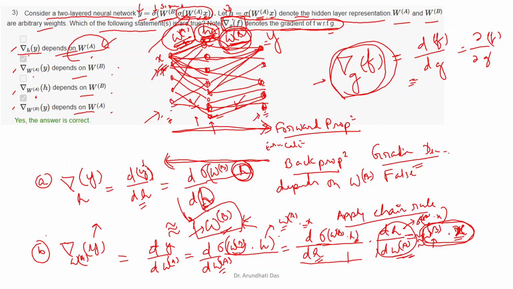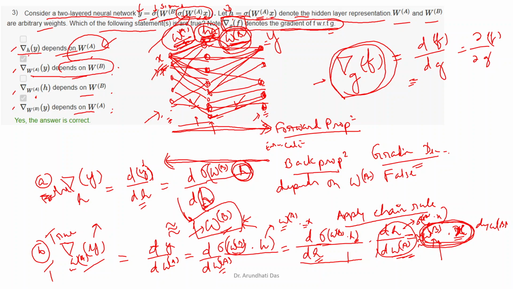Okay, so the question is asking whether this second gradient calculation depends on wb or not. Yes, the second calculation will depend on wb, because my final calculation is having wb. If I change the values of wb, this gradient calculation will also change, right? So the second option is true. Let me write here true. The first option was false.